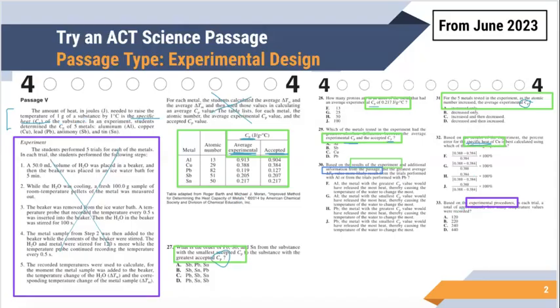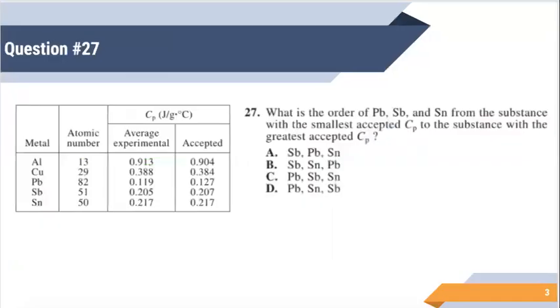All right, let's get started. Try question 27. Question 27 says, what is the order of PB, SB, and SN from the substance with the smallest accepted CP to substance with the greatest accepted CP?